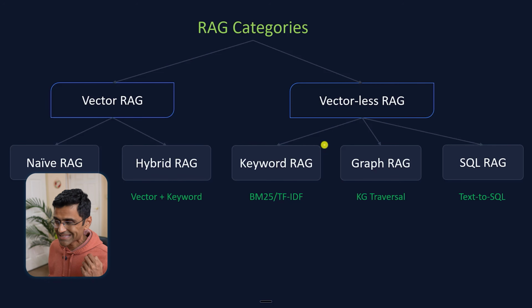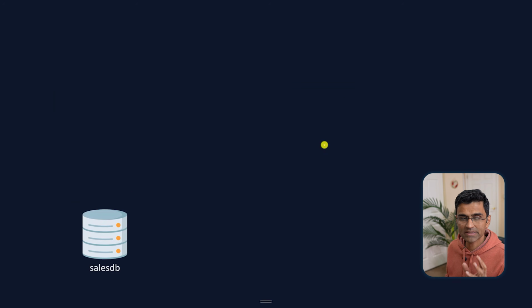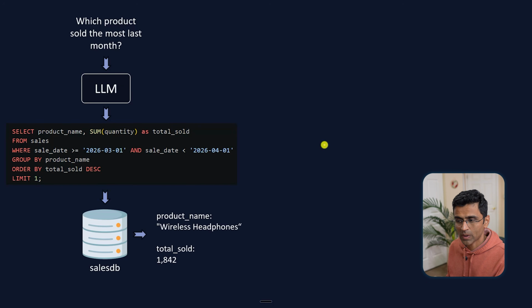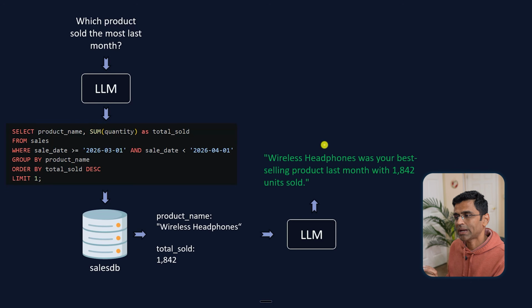The next one is SQL RAG. This is also known as text to SQL. This method is very simple. Let's say you have a sales database which contains the sales of products. Now you're asking this question, which product sold the most last month? Using an LLM, you can first generate a query for that database. You will execute the query, get the results, and then give it back to the LLM to generate a comprehensive answer. Very simple technique. You are taking a sentence in natural language, converting it to SQL using an LLM, and putting a query in your database to get the results.